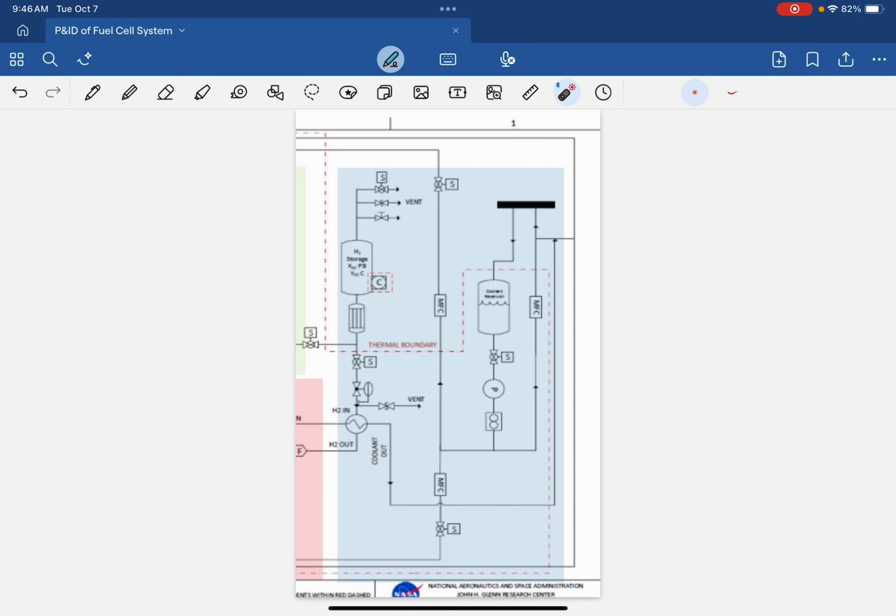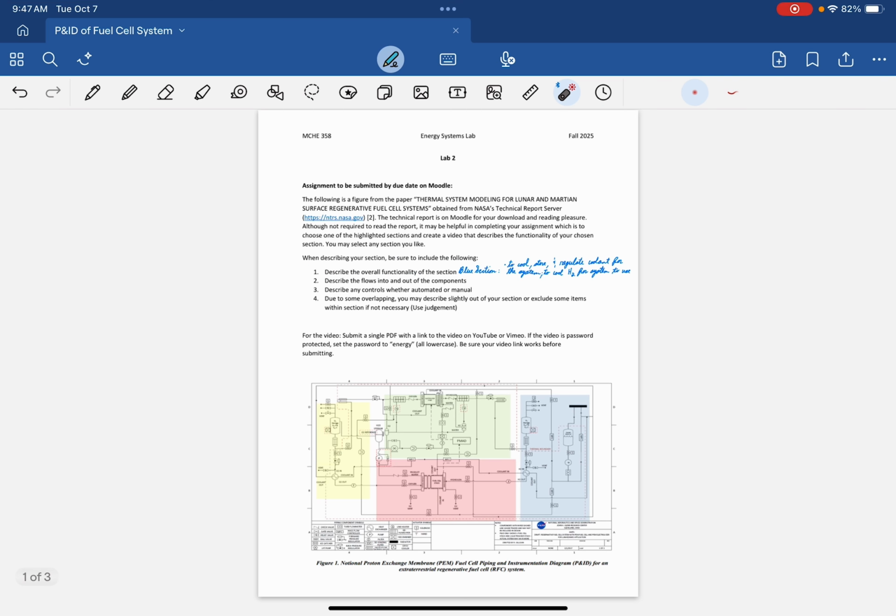So there are certain aspects, like say that if this ball valve is closed, then the coolant will only go this way. If this ball valve is closed, the coolant will only go this way. So there are different types of tweaks that the operator can use in order to control where the coolant and the hydrogen are going in and out of the system. But yeah, that's your main purpose of where it's going in and out.